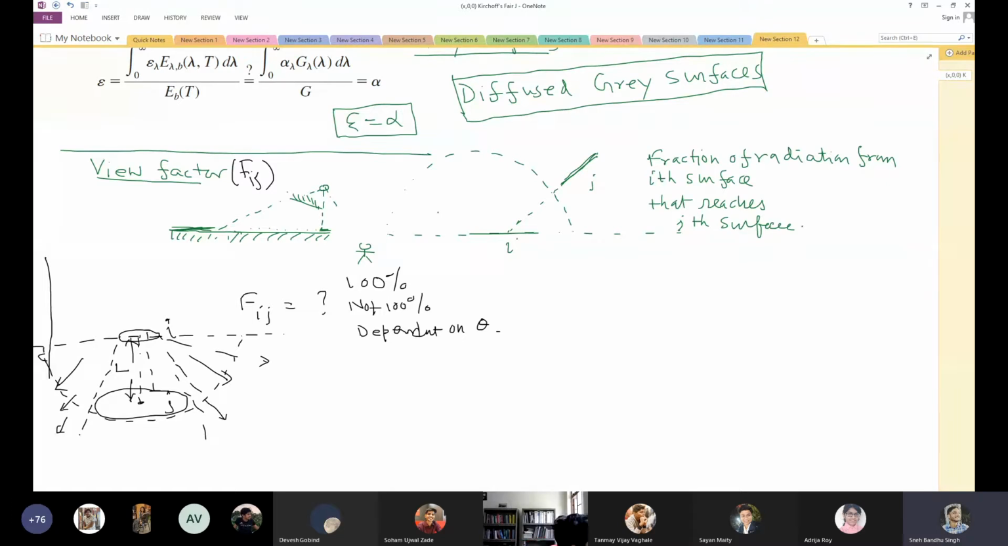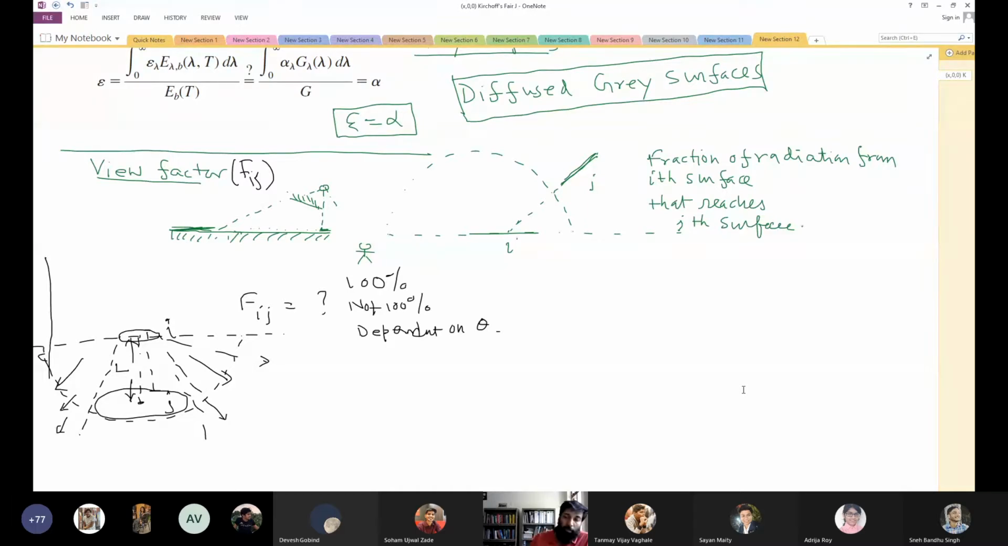We get it by solid angle. For a hemisphere, we get it by the solid angle divided by pi. Yes, exactly. So we have to do it between two differential areas and then integrate over the entire area.